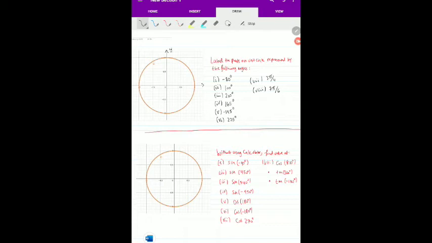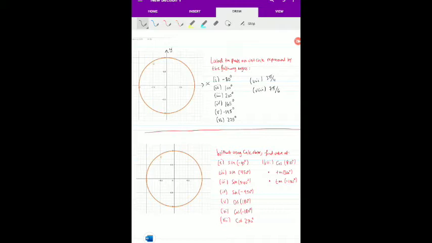Okay, so we have the following problem. This orange circle right here is the unit circle. And if you recall, points on the unit circle represent angles. Now, we're asked to label the points on the unit circle that are represented by the following angles right here. So pause this, copy the diagram down, and try all of them.